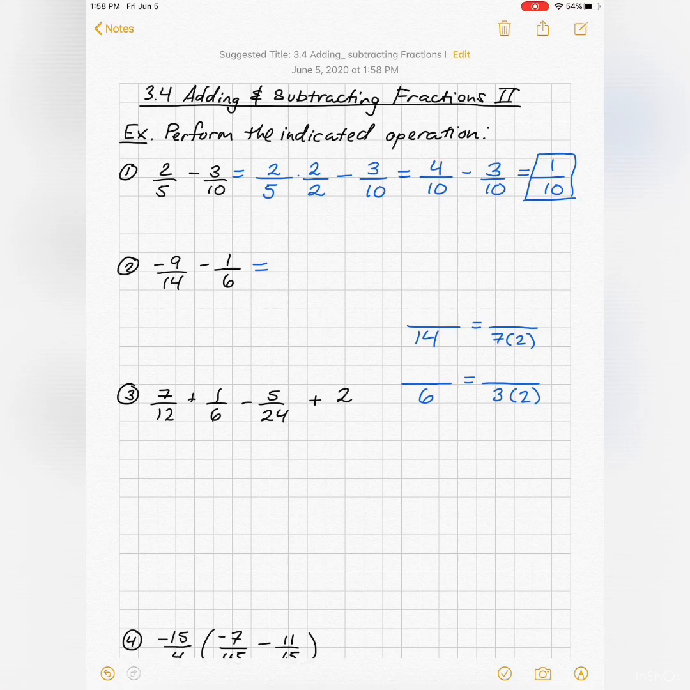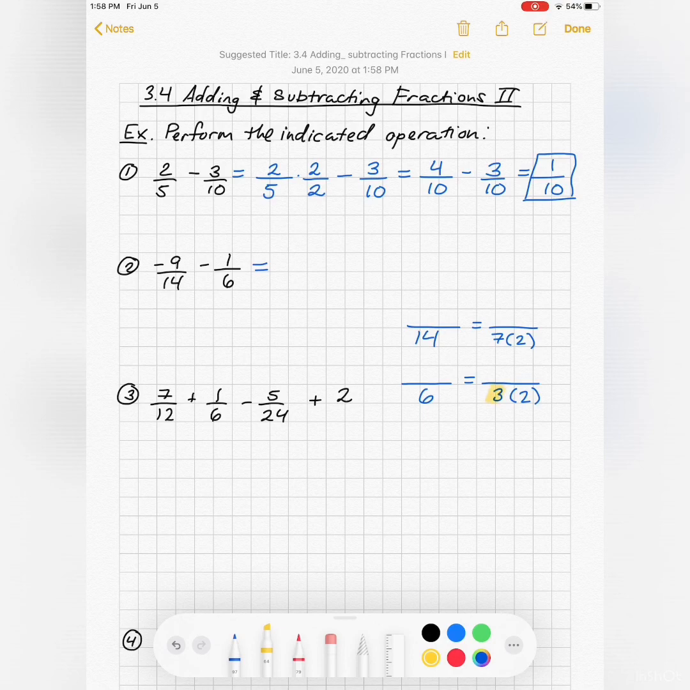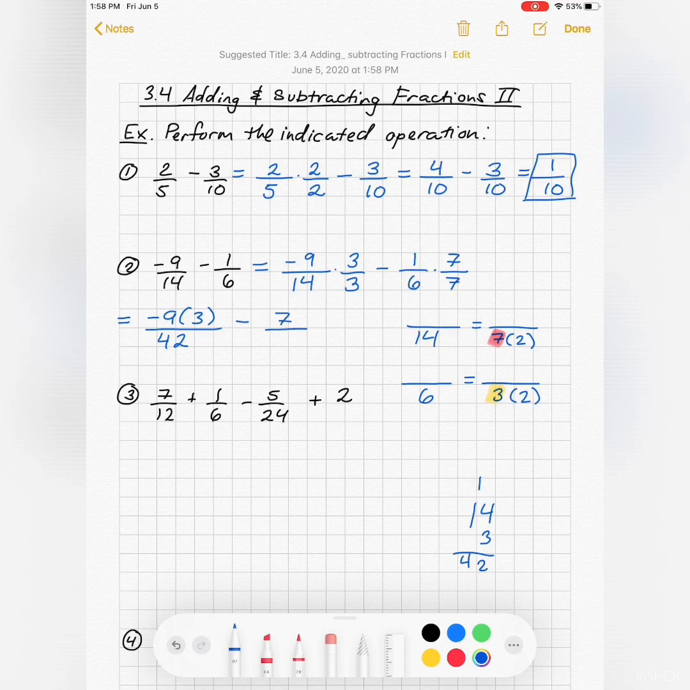Okay, so both of these already have the 2. So that means my first fraction, what is it missing? My first fraction is missing the 3. And my second fraction is missing the 7. So let's see if this makes sense. This fraction was missing the 3. This fraction was missing the 7. So, what's 14 times 3? Look at that. So both of the denominators are 42s. So I got my common denominator.